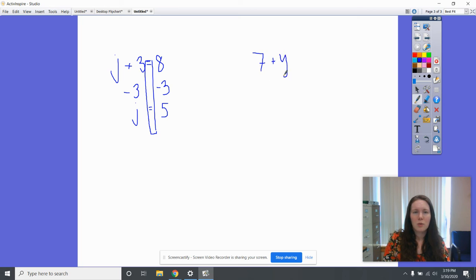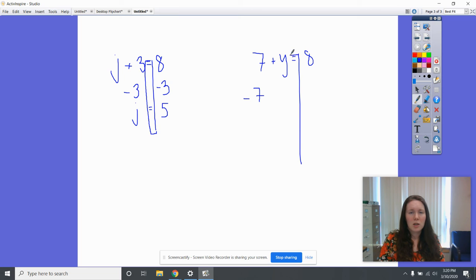Okay, I might have something like this. 7 plus y equals 8. Oh, I did 8 again. That's okay. Now here, there's a plus in between the 7 and the y, but I can't write minus y because I'm trying to get y by itself. So instead, I'm trying to get rid of this 7. Well, it's a positive 7. So what's the opposite of a positive 7? It's a negative 7. So there's my wall to remind me I do the same thing on both sides. So now y equals 1.